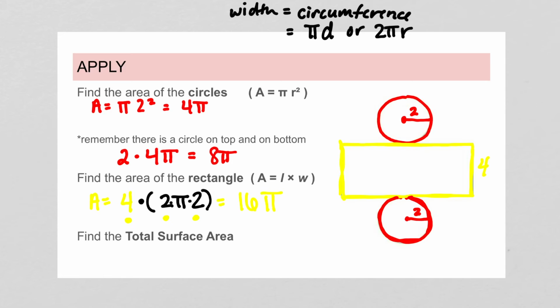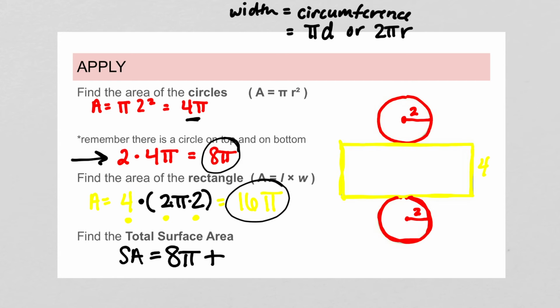So if we want to find that total surface area, we know we've got to add these two things together, right? To find the surface area, we took 2 of the bases. This is one base, so I've got 2 of those, which gives me 8 pi, and I need to add that to the area of my rectangle, which is 16 pi. So 8 times pi for the circles and 16 times pi for the lateral or rectangular area. If I add those together, I'd have 24 pi.